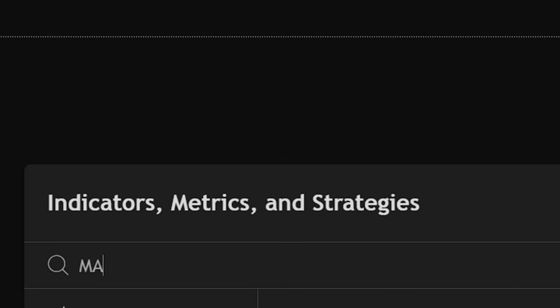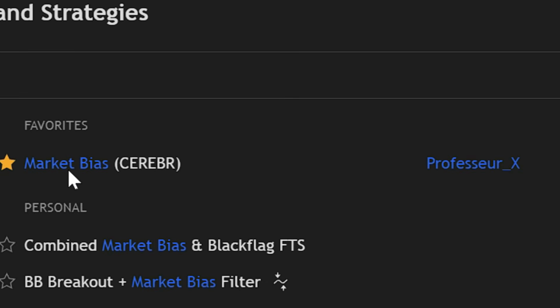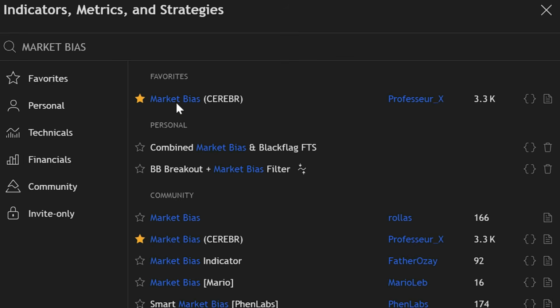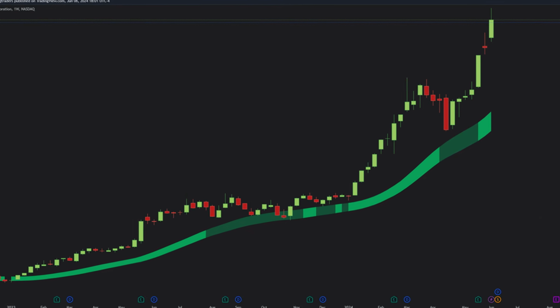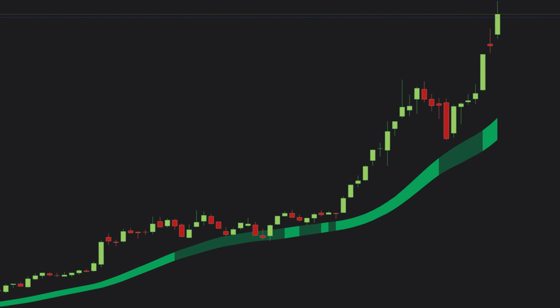Then let's add a free TradingView indicator called Market Bias. Super easy. Go to the search bar, type Market Bias and add it to the chart. You'll see a colored ribbon, green and red, but we'll tweak it a little so it's perfect for spotting trends.